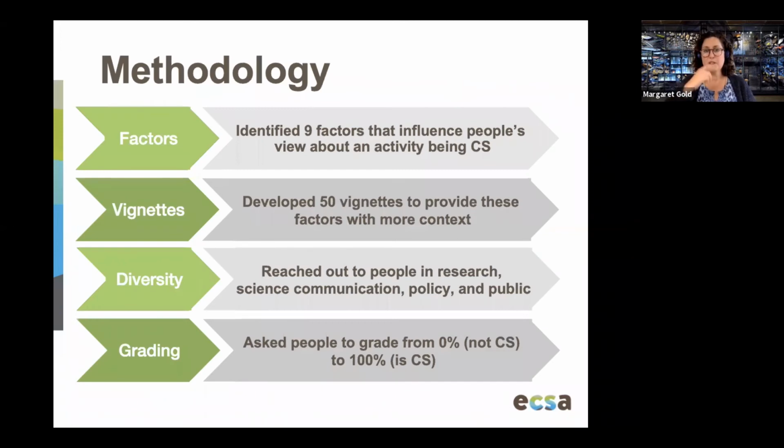So this was our methodology. We started by looking at the factors that are behind citizen science, and we boiled down nine key factors that influence people's way of thinking about citizen science. And I'll show those in a moment. We then developed 50 vignettes to describe each of these in context. So it made it easier to talk about and easier to picture a specific scenario.